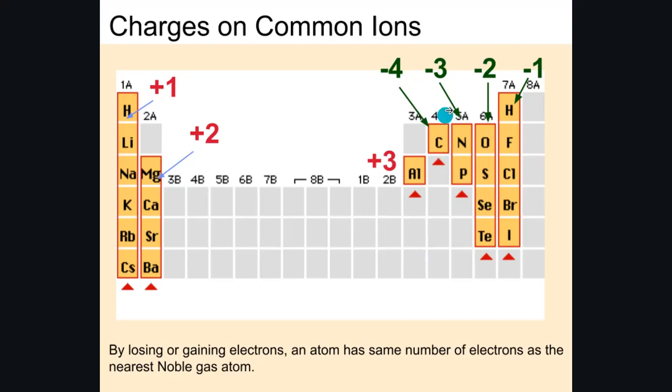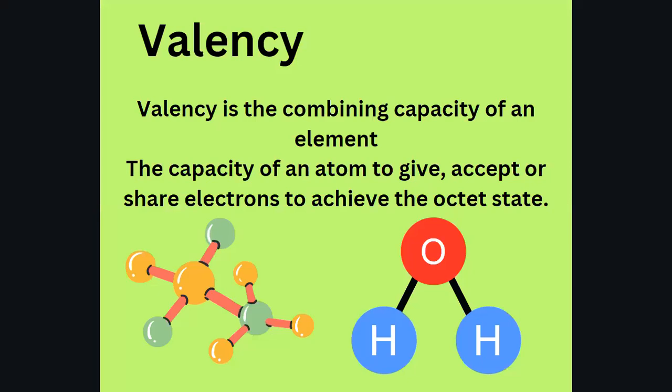Now, there are different elements present that you can see contain minus charges. Whenever an atom gains an electron, a minus charge develops on it, because in this case the number of electrons increases according to its atomic number. Now, let's see what's happening over here. The capacity of an atom to lose or accept electrons is called valency. Valency is basically the combining capacity of an element to complete its outermost shell, that we call the octet state.